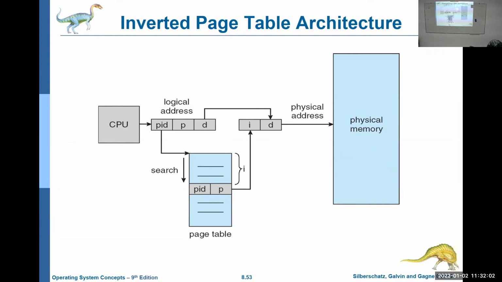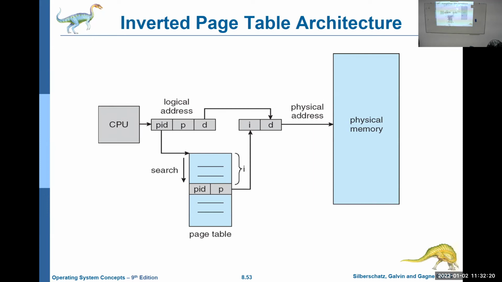But you're doing so many comparisons because first you're comparing the PID, then you're comparing to see if the P matches. How is that a good trade-off? It doesn't seem so great. There's no benefit of space, like of memory.